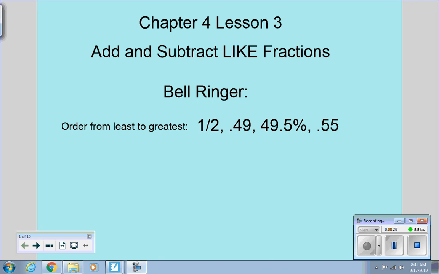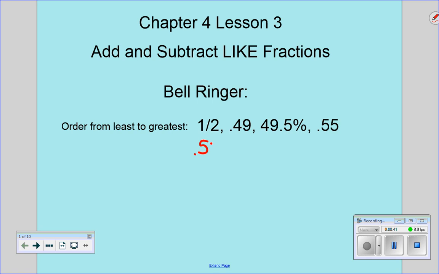Okay, so I'm not going to change them to fractions. I'm going to change them all to decimals. Let's just do this quick because this will be simple. What's half in a decimal? 0.5. What's this in a decimal? 0.495, because you move it 2 spaces.